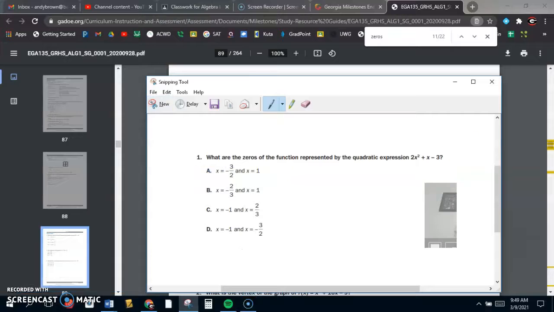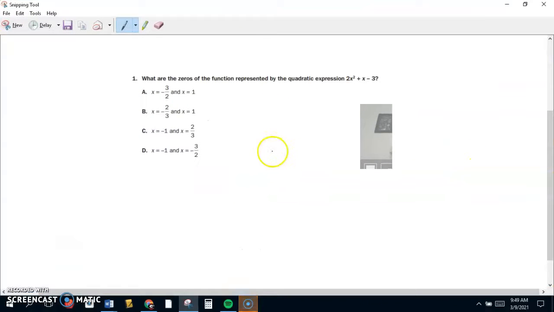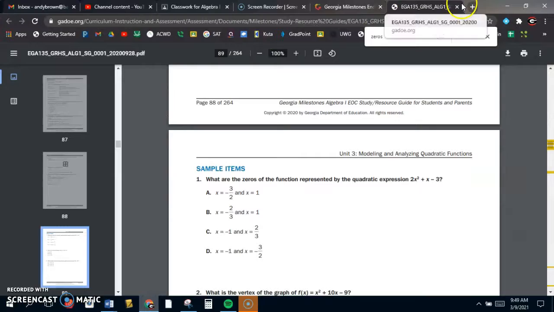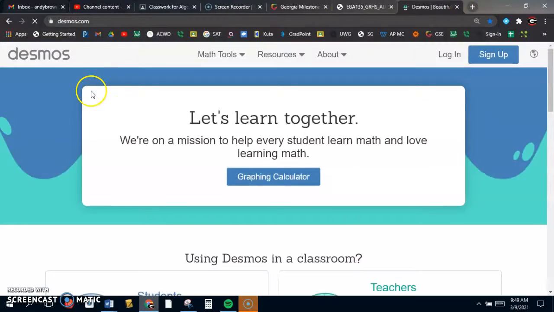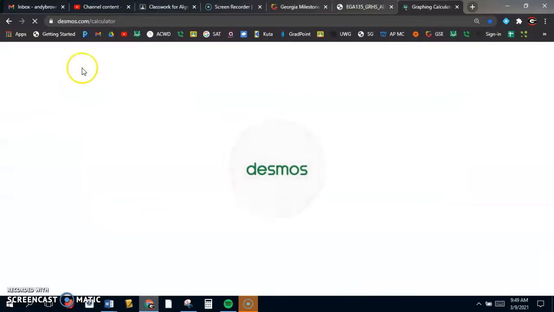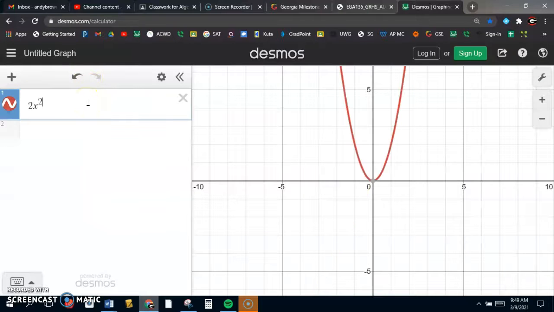Bring it out and get it bigger here. Okay, where it says, what are the zeros of the function represented by the quadratic expression given? Now, the zeros are the solutions to when you set that expression equal to 0. Okay, so 2x squared plus x minus 3. So what I'm going to do is go to Desmos here and type it in. Okay, so I'm going to go to 2x squared plus x minus 3.